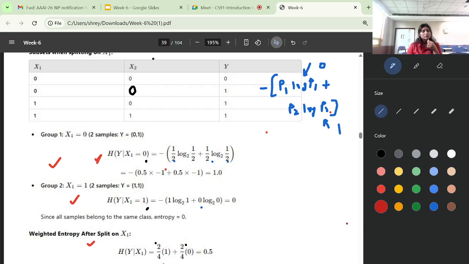Did you understand this much? Here I am saying P1 is denoting 0, this one, and this P2 is denoting 1, because I have label 0 and 1. Correct? Is it clear?